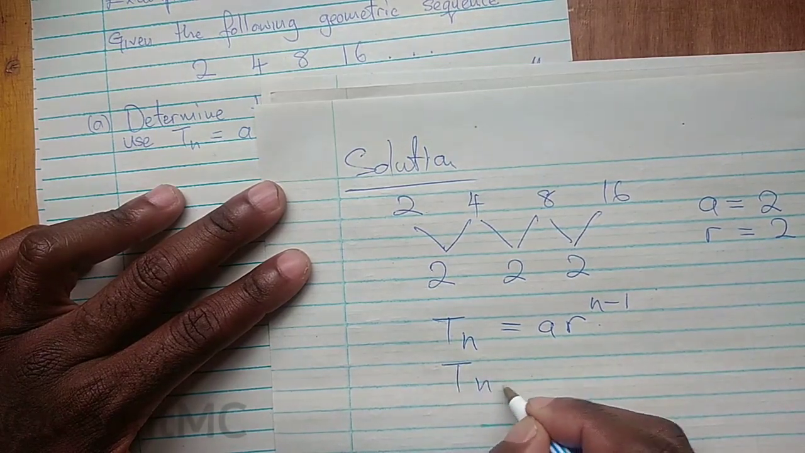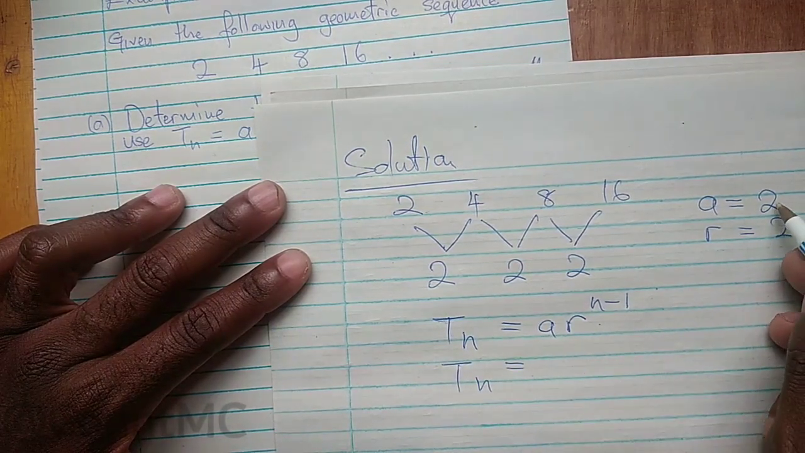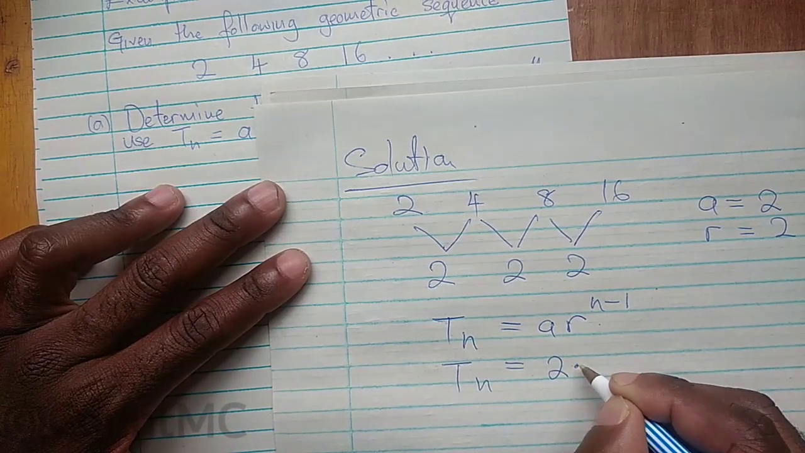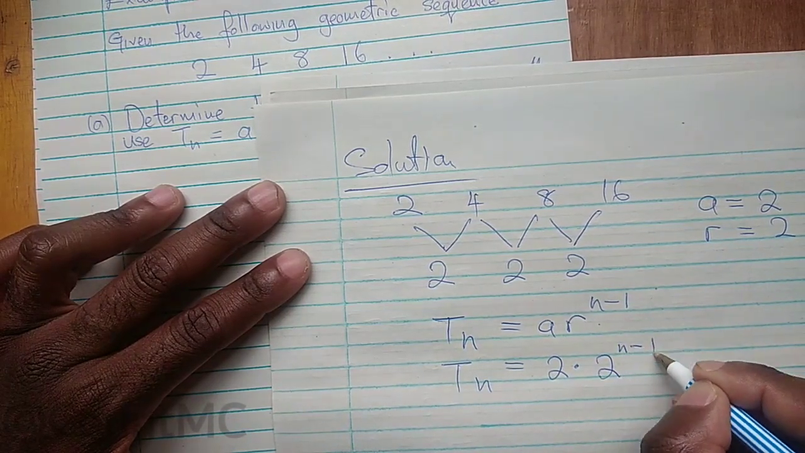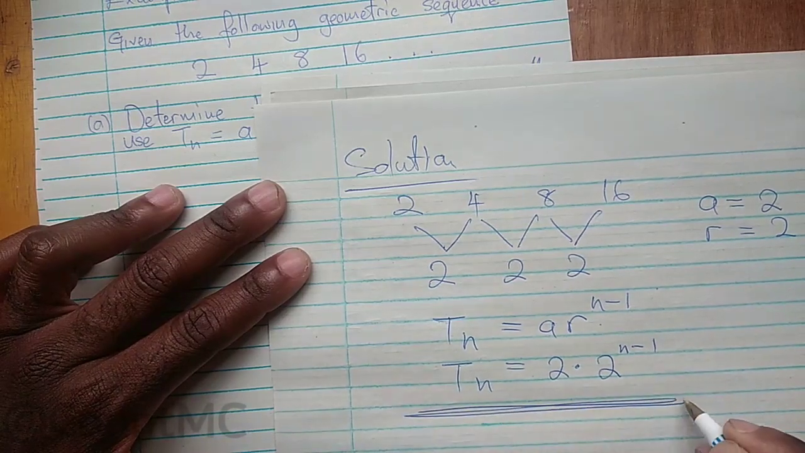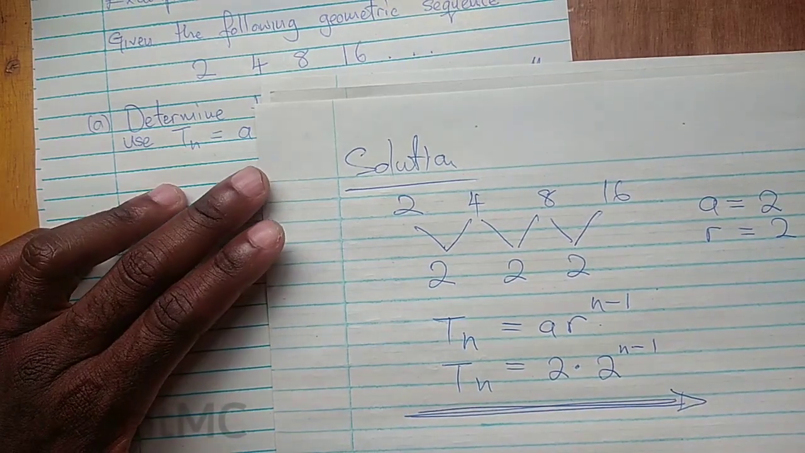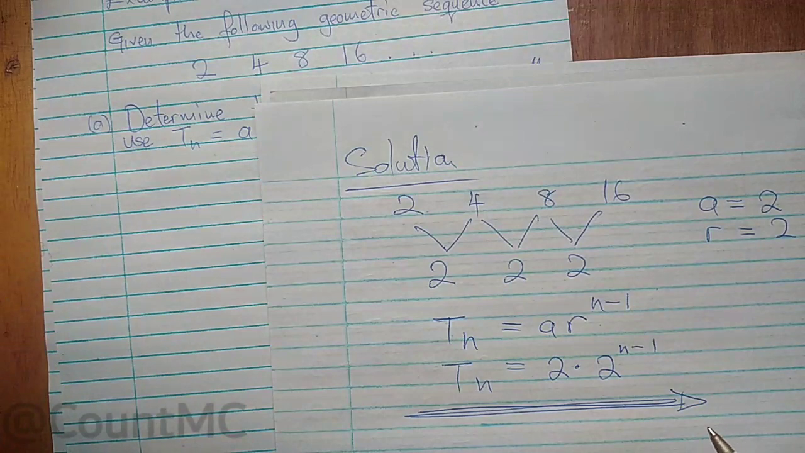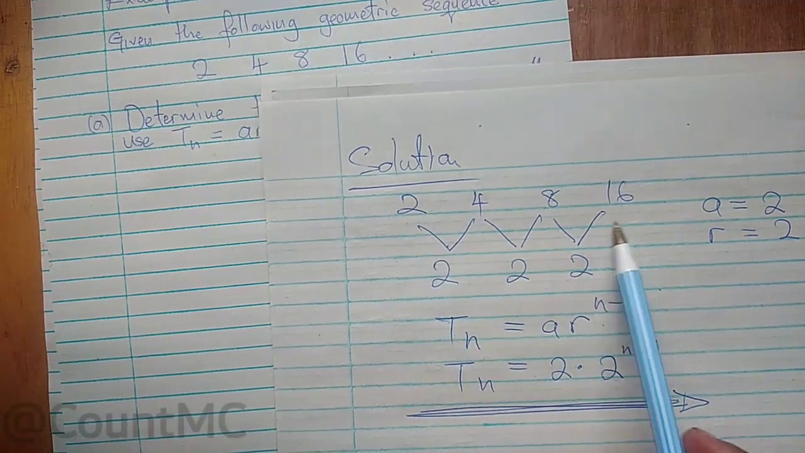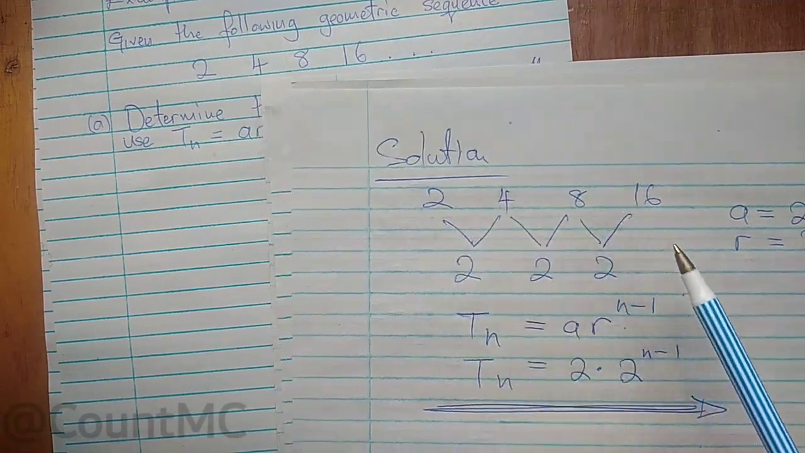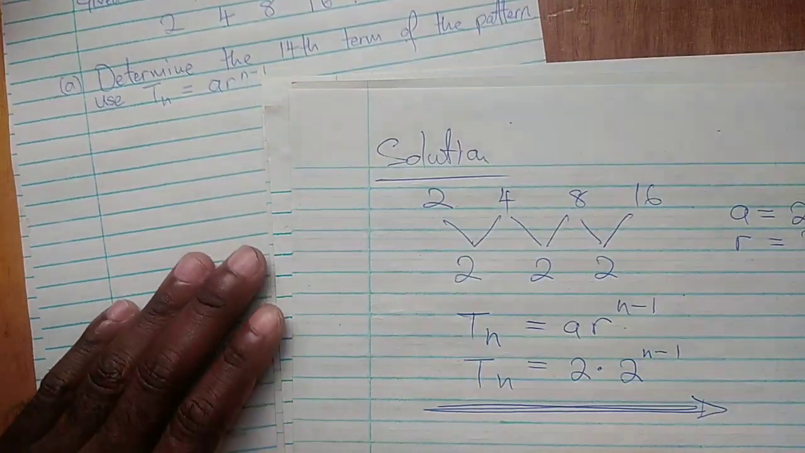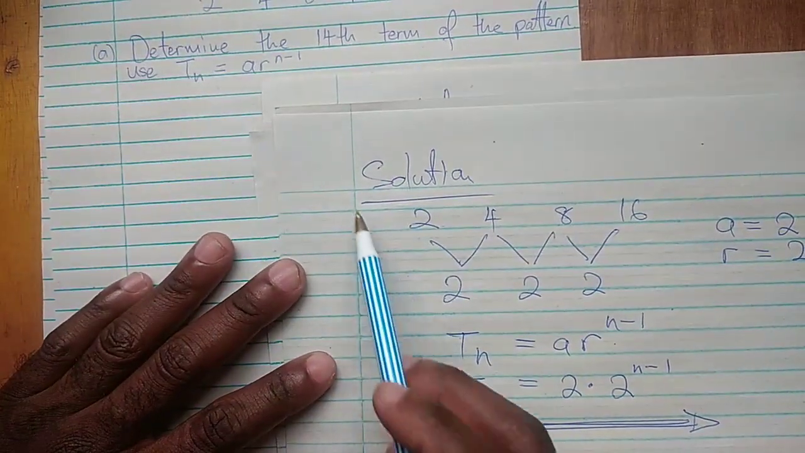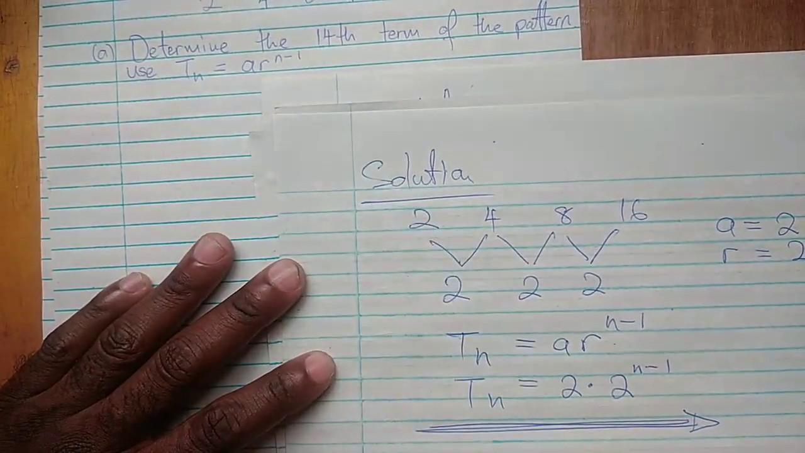Let's substitute: Tn is equal to a is 2, times r is 2, to the power n minus 1. This is the general formula, or the nth term, for this number pattern. We use this to find any term in this number pattern. Now, lastly, they asked us to determine the 14th term.